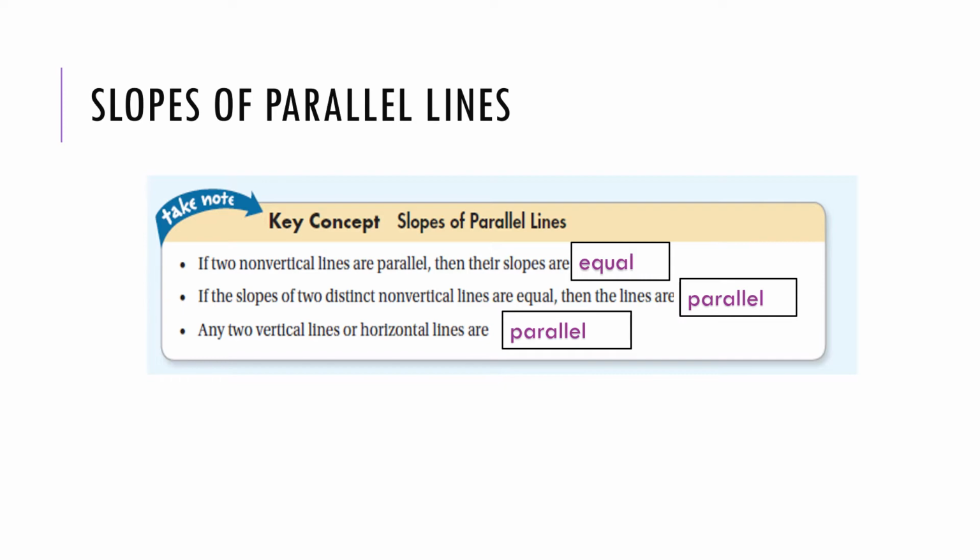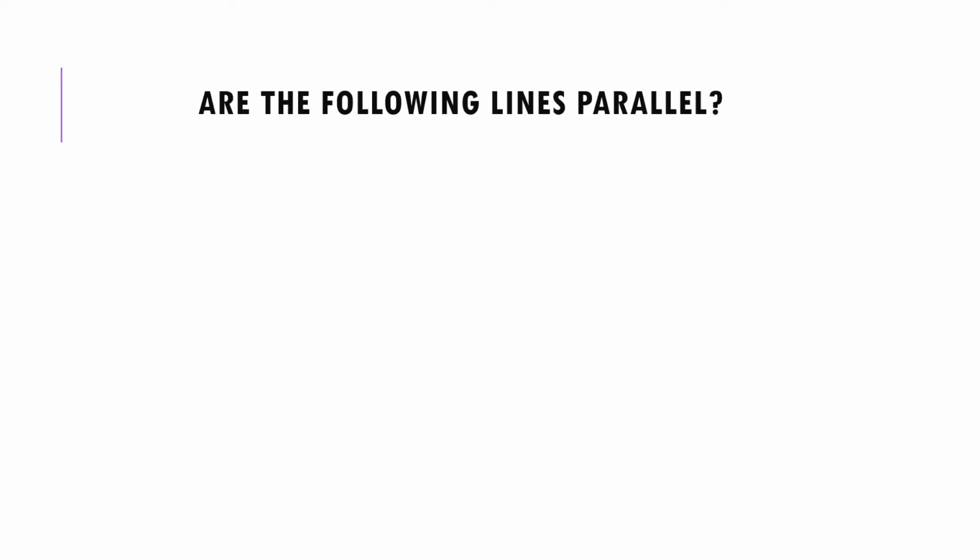Now, this should be a review for you, especially if you were in Algebra 2 last year. I definitely taught this last year. And if you were in Algebra 1, I'm pretty sure we go over it in that class as well. So the slopes need to be the same in order for lines to be parallel.